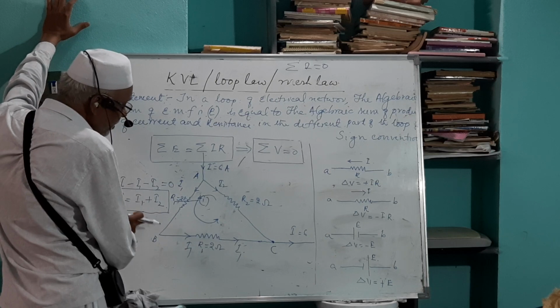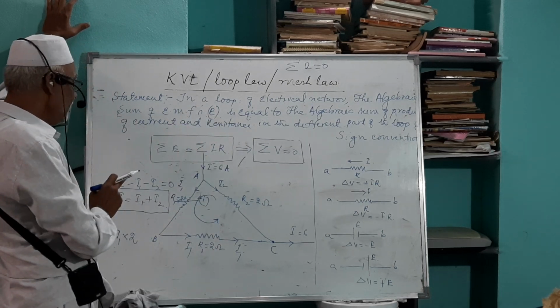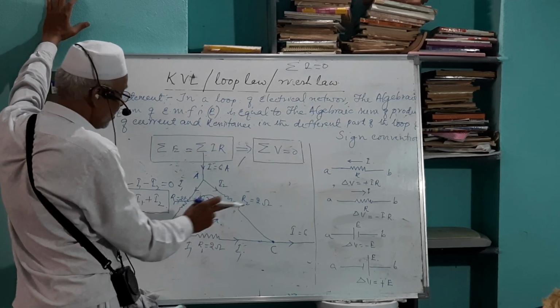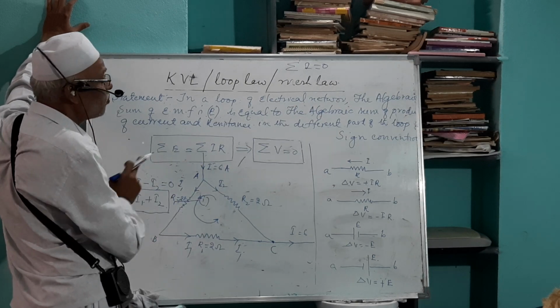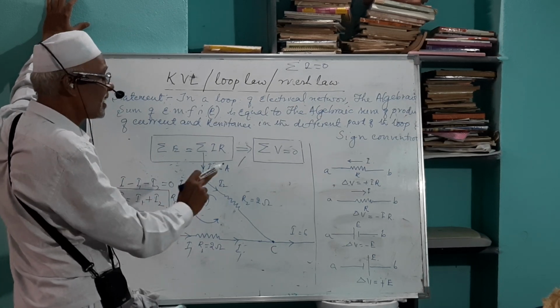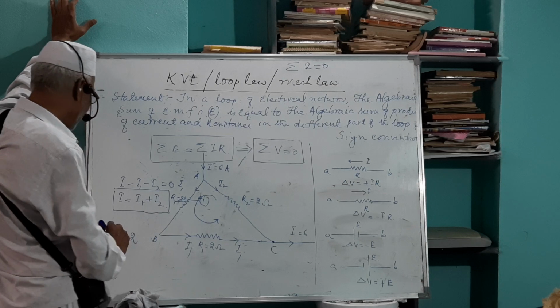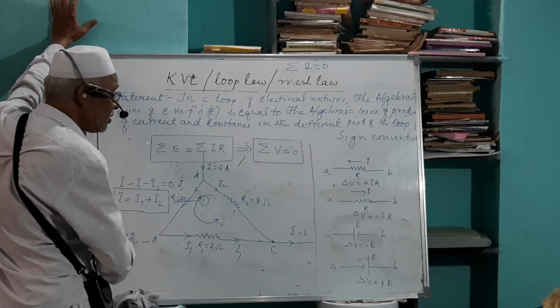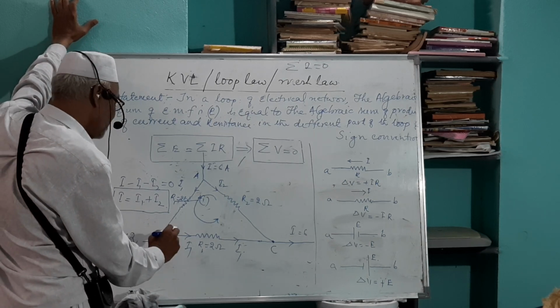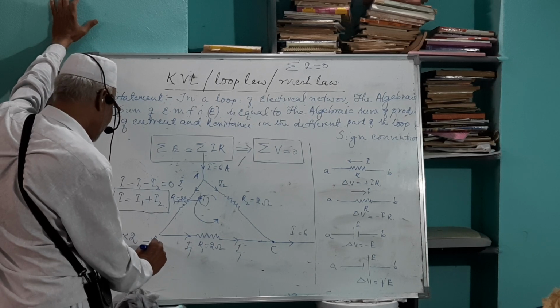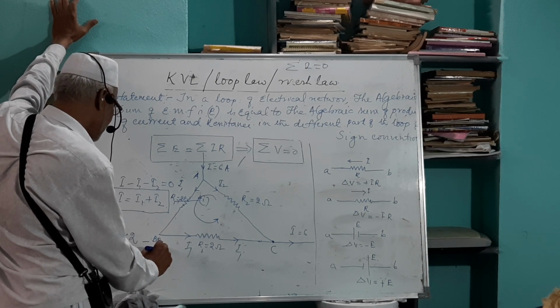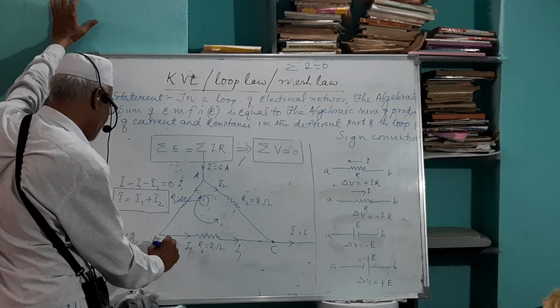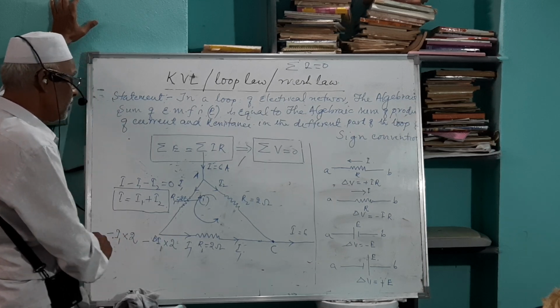Once again you are rotating this mesh in the anti-clockwise direction. Current is also moving in the same direction. If that is the case, the IR product is taken to be once again negative. What is the magnitude of current and resistance? The magnitude of current is I1 itself, and resistance is 2 ohm.